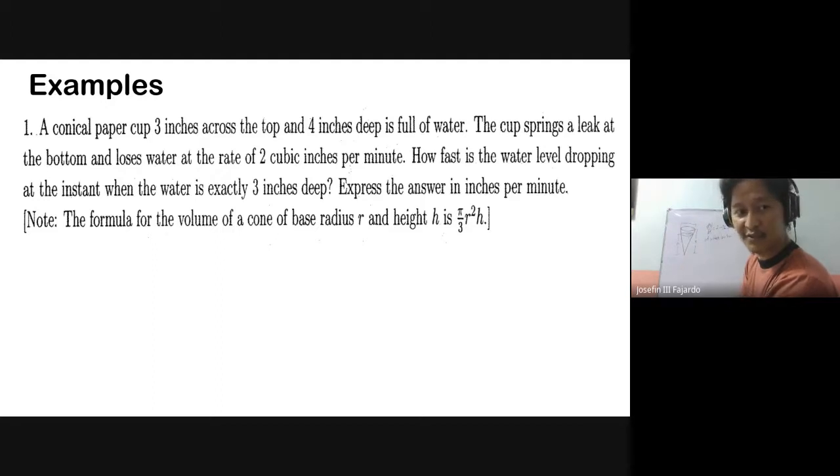So meron ditong hint for the formula of the volume of a cone with base radius r and height H. So we can actually use that. The volume is equal to pi over 3 r squared H. Okay? Nakuha? So we now have an equation, we now have to get the derivative.